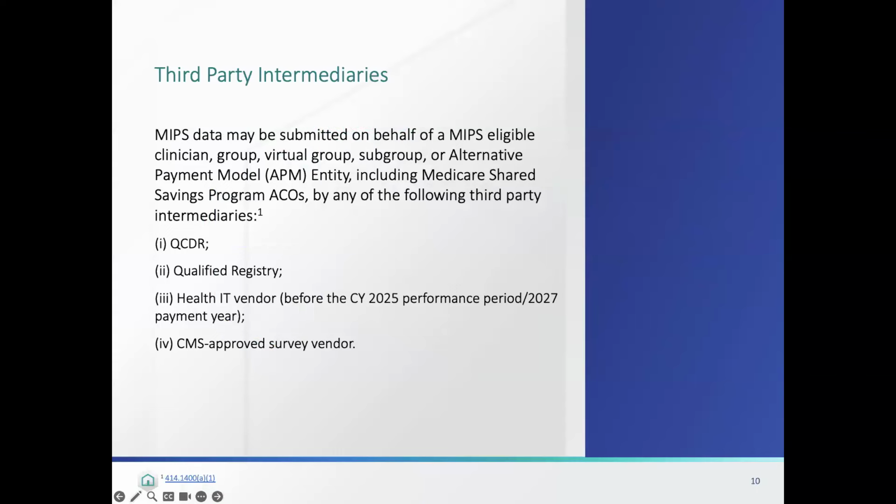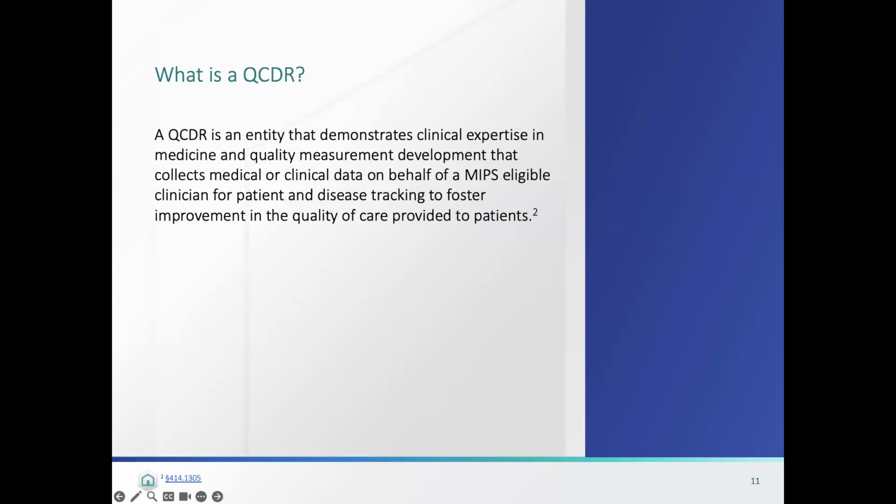MIPS data may be submitted on behalf of a MIPS eligible clinician, group, virtual group, subgroup, or APM entity by any of the following third-party intermediaries: QCDR, qualified registry, for the calendar year 2025 performance period or 2027 payment year, health IT vendor, and a CMS approved survey vendor. Due to circumstances in which health IT vendors have submitted data that are inaccurate and unusable, and to ensure consistent requirements such as data validation and auditing across all third-party intermediaries, we have finalized to eliminate the health IT vendor category beginning with the calendar year 2025 performance period.